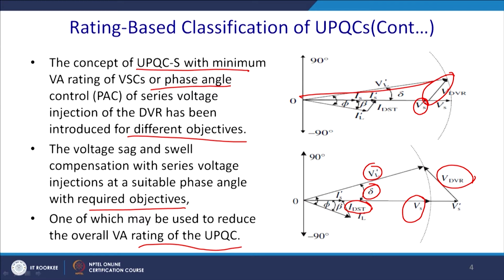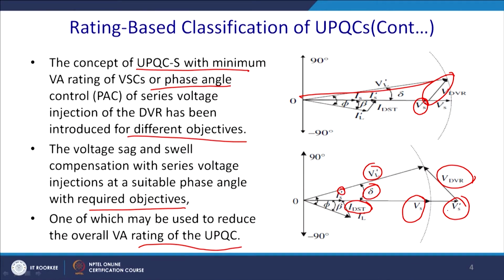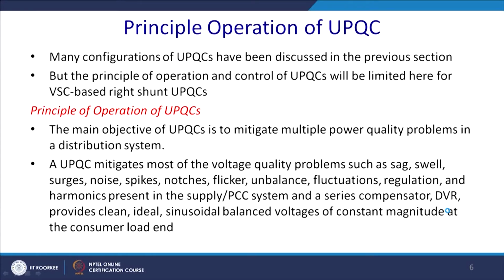And so, you need to compensate some portion of the sag, so that actually VL has to be reduced. So, you inject this voltage, and ultimately the new voltage becomes VS prime, that is your rated voltage, and thus you get a compensation where the new IS and new VS are in phase. So, this operation is the optimal operation of the UPQC, where the rating of the UPQC is least.